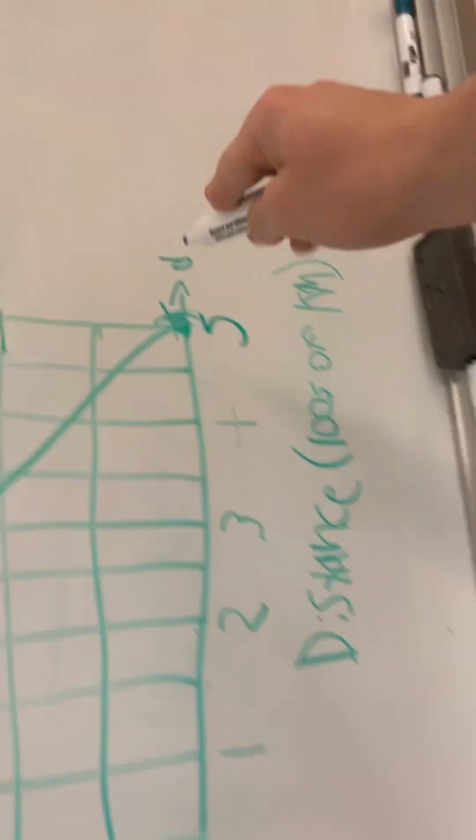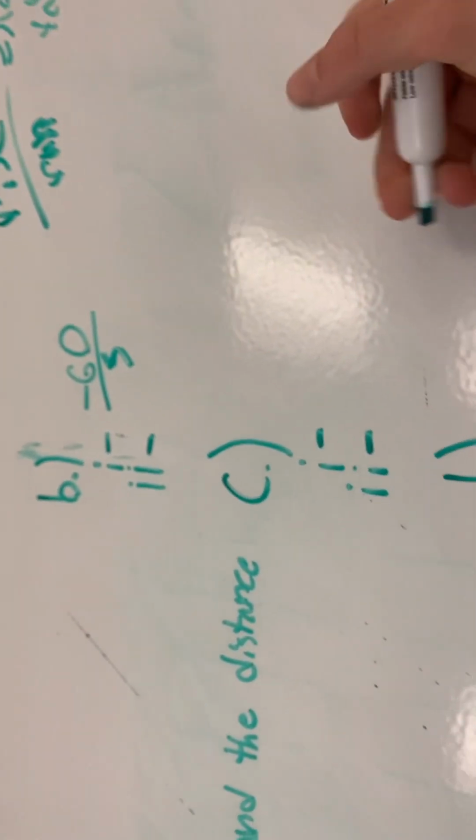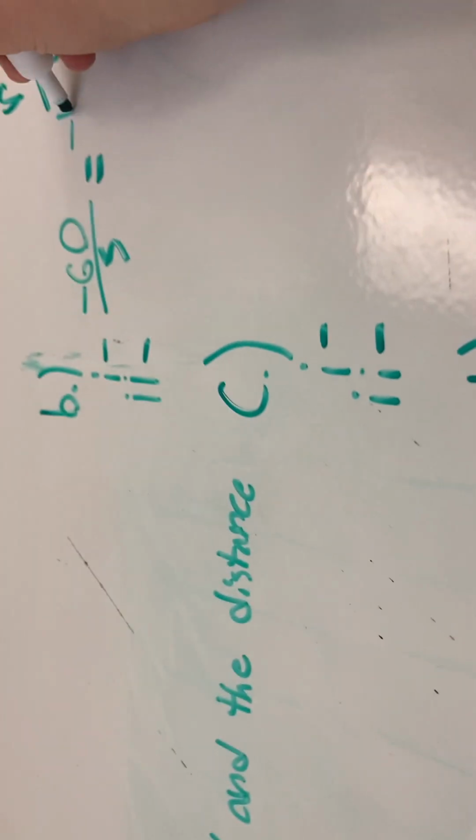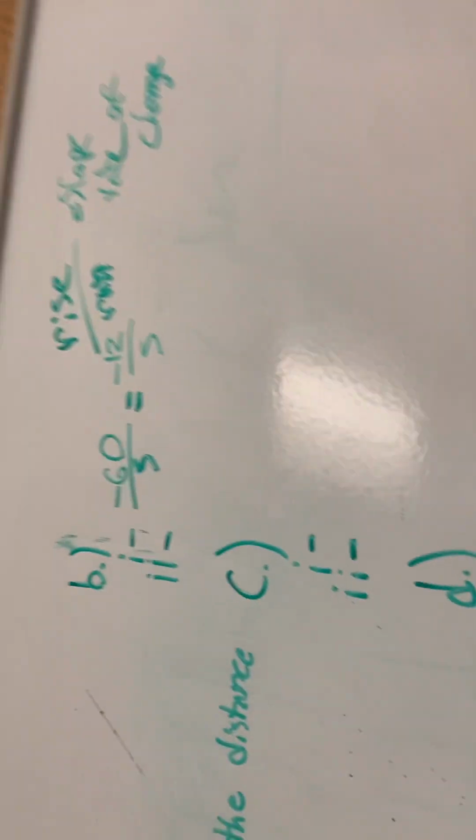Oh, what's it asking me? Determine the rate of change. Okay, so negative 60 over 5, which is the run. So that's our rate of change, negative 60 over 5, which can be simplified to negative 12 over 5.